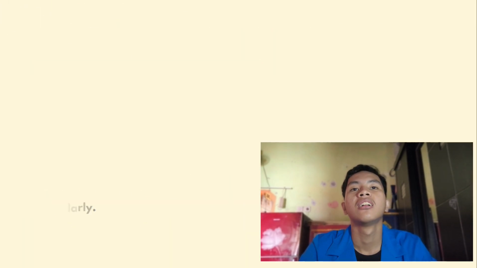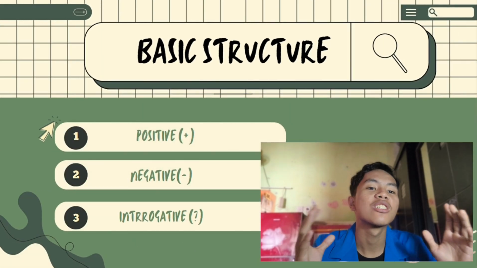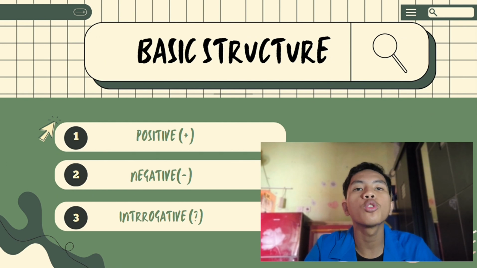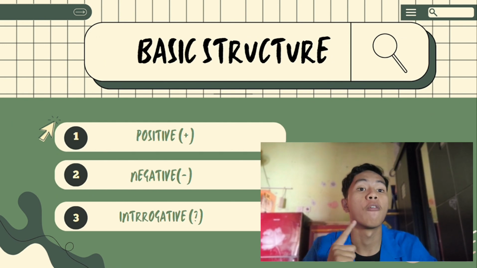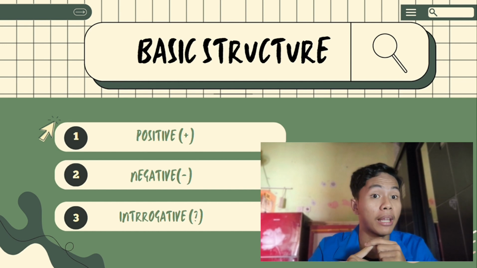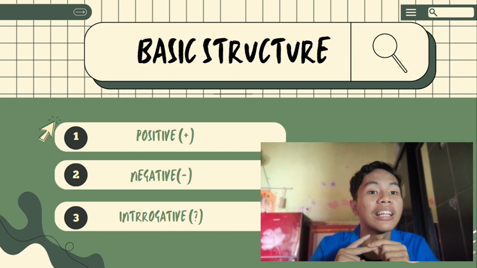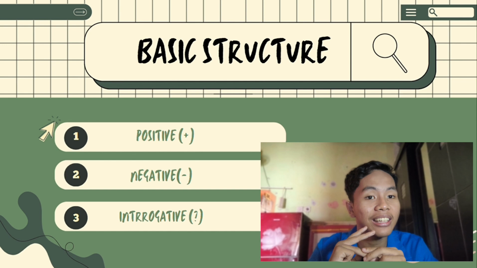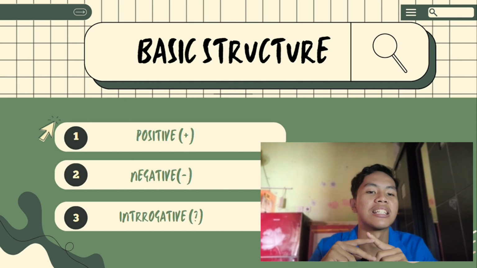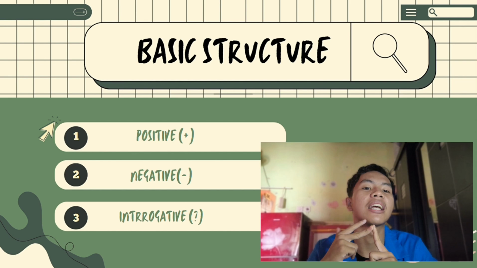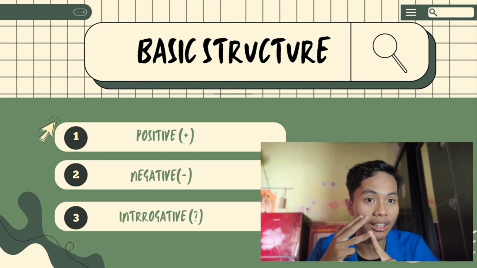Next, basic structure. The basic structure of simple present tense is: 1. Positive or affirmative, 2. Negative, and 3. Interrogative. Or in Bahasa, kalimat positif, kalimat negatif, and kalimat tanya.